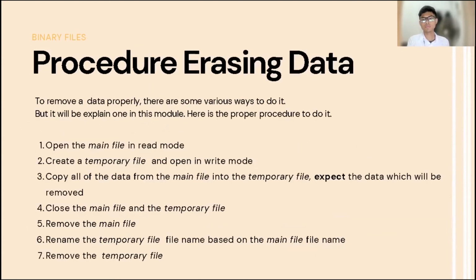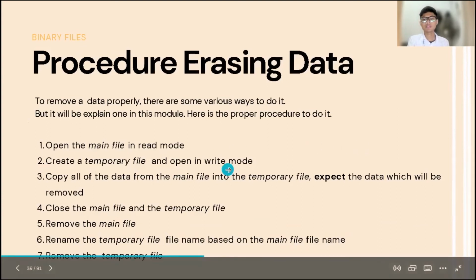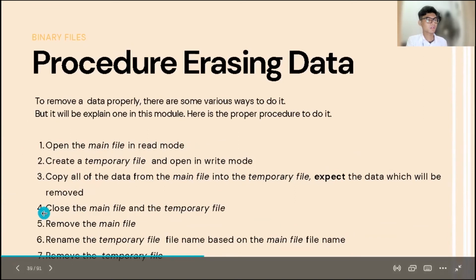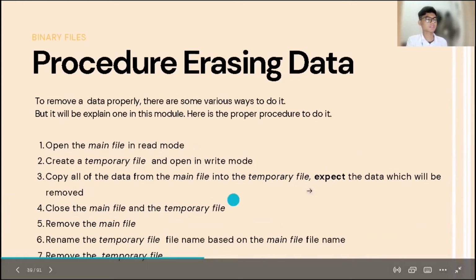There are many methods for erasing binary files, but in this module, I will explain only one method. In this method, there are several procedures. First, open the main file in read mode. Second, create the temporary file and open it in write mode. Third, copy all data from the main file into the temporary file, except the data which will be removed.